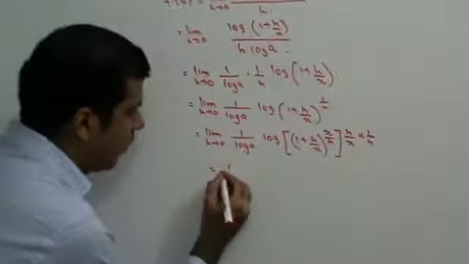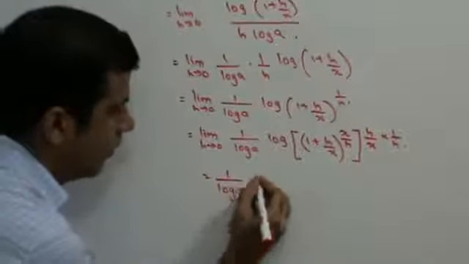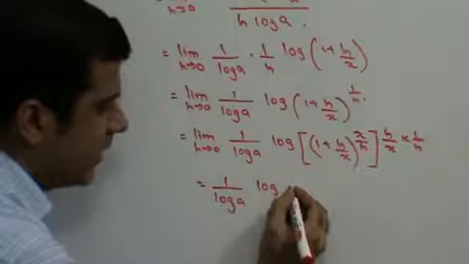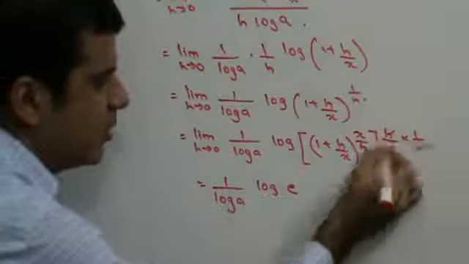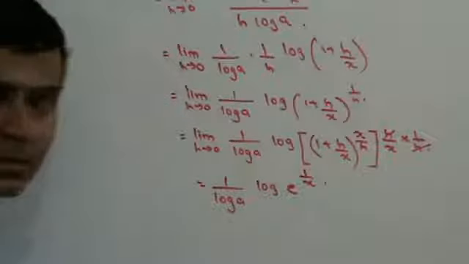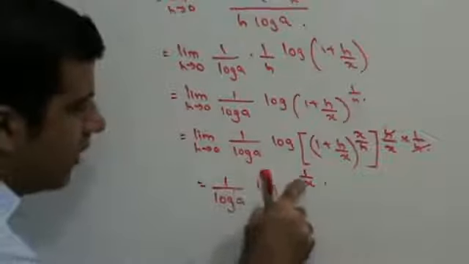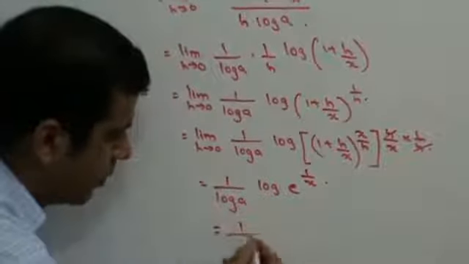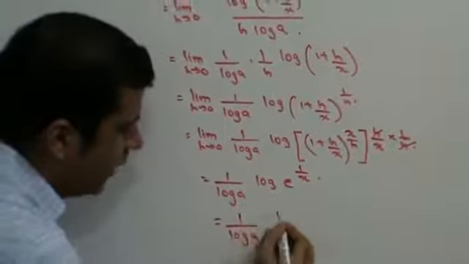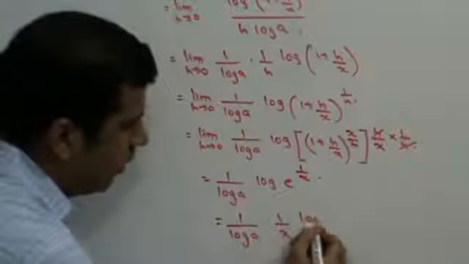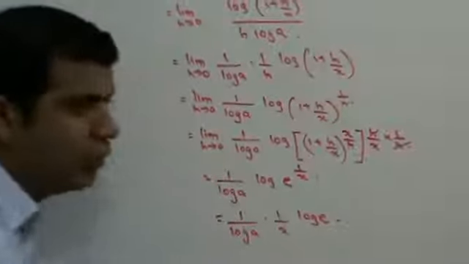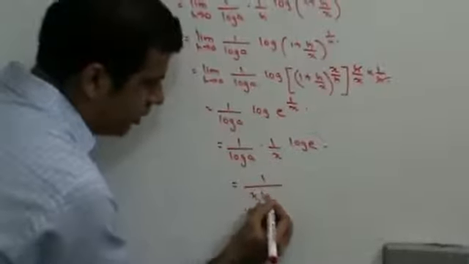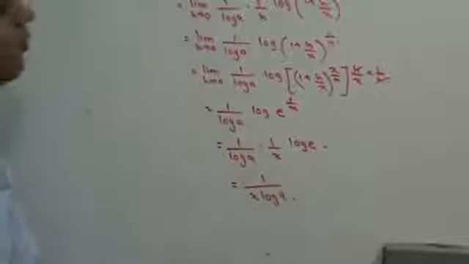Now this is 1 upon log a log 1 plus x raised to 1 upon x, which is nothing but e. h and h get cancelled, leaving 1 upon x. Log m raised to n is n log m, that means 1 upon x will come down, so this is 1 upon log a into 1 upon x log e. But we know the value of log e to be 1, so your answer will be 1 upon x log a. That's how you solve this.